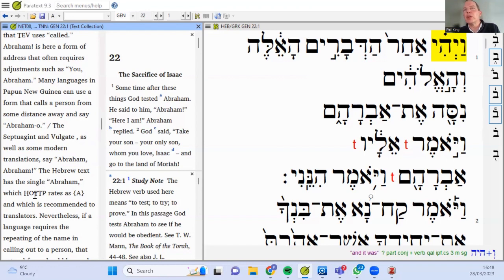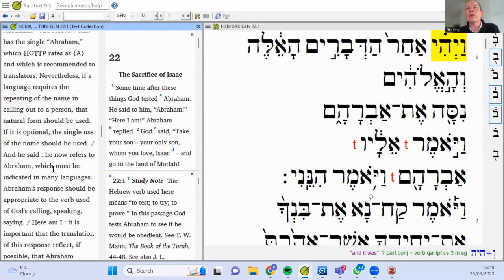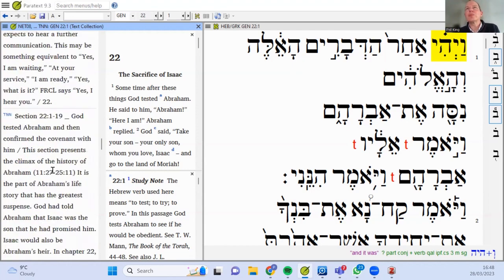It notes here that the Hebrew Old Testament Text Project rates the single Abraham as the one recommended for translators. And it says, nevertheless, if a language requires a repeating of the name in calling out to a person, that form should be used. If it's optional, the single use of the name should be used. It doesn't tell us what to do if your language wouldn't use a name at all in addressing people, as we have in sign language.